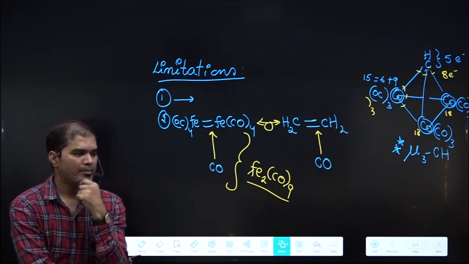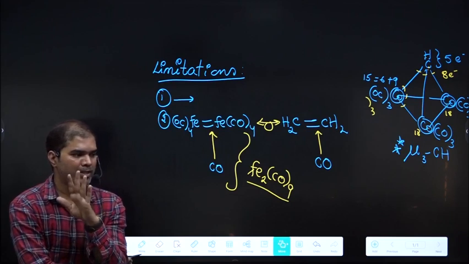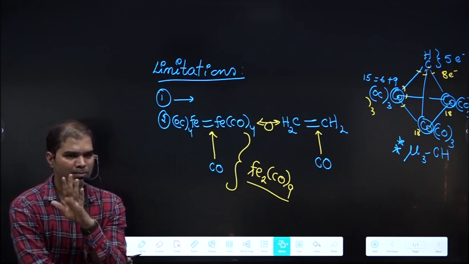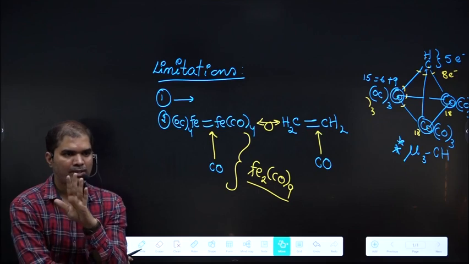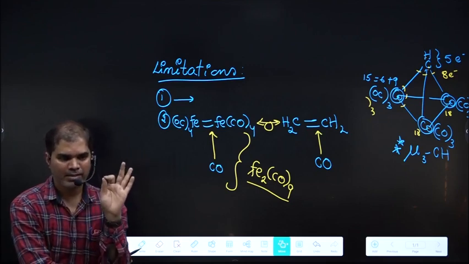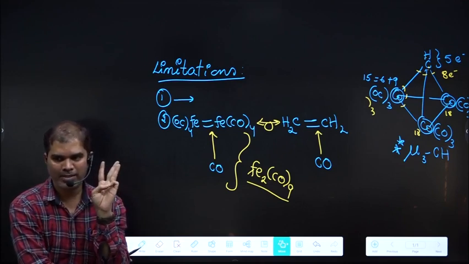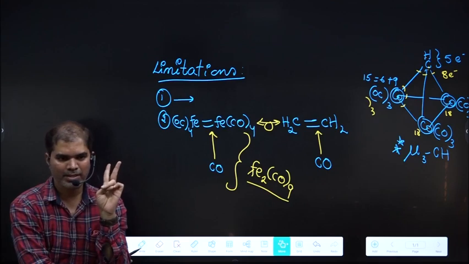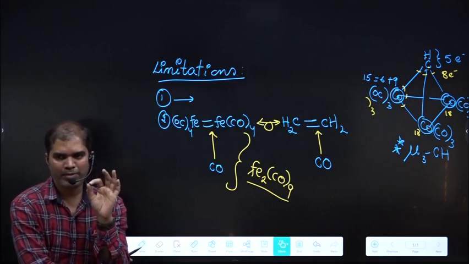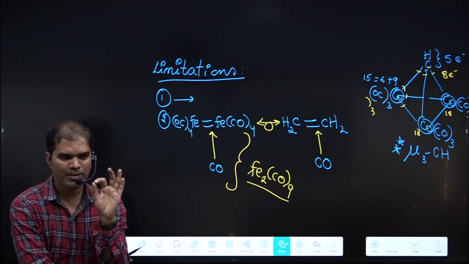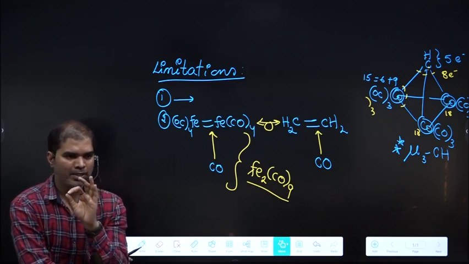Not addressed by Hoffman. Okay, so these are the limitations that we have seen in the Hoffman isolobal analogy. So this ends the clusters. Okay, what clusters? Carbonyl clusters. We still have to take up halide clusters and boron clusters. Halide clusters is a very short topic, but there are pretty important questions in it.